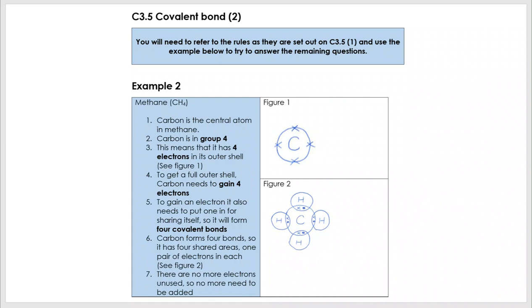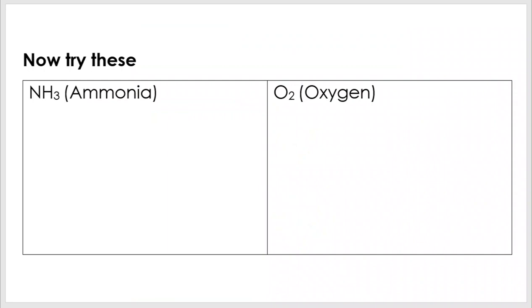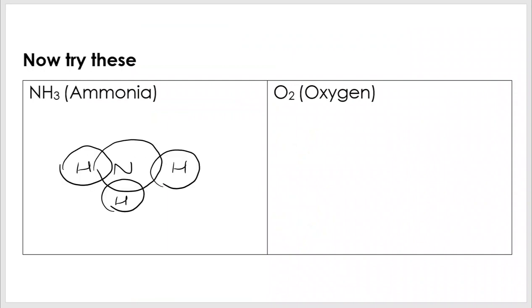So let's try ammonia. Ammonia, I'm going to draw out. I've got my nitrogen in the centre. Nitrogen is in group 5, which means it has 5 electrons in its outer shell. That means it needs to gain 3, and that means it will need to form 3 covalent bonds. There are 1, 2, 3 shared areas, so nitrogen puts 1 into each of those 3 shared areas. It has 2 left over, so they go non-shared up here.